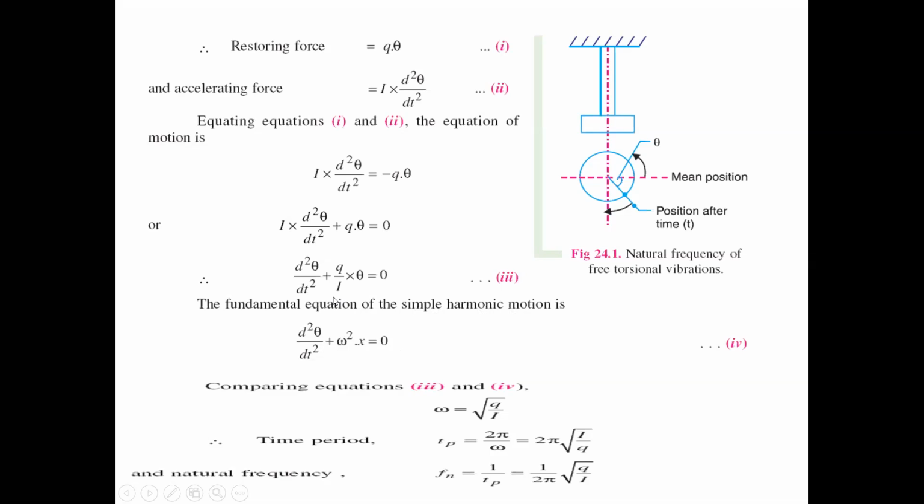When we compare both equations, omega equals the square root of q by I. When we know the omega value, we can simply find the time period. Time period equals 2 pi by omega. Similarly, the natural frequency of torsional vibration, Fn, equals 1 by t p, which equals 1 by 2 pi into the square root of q by I.